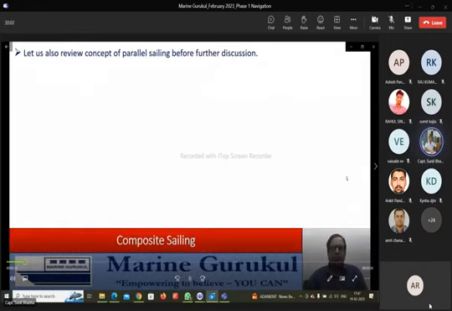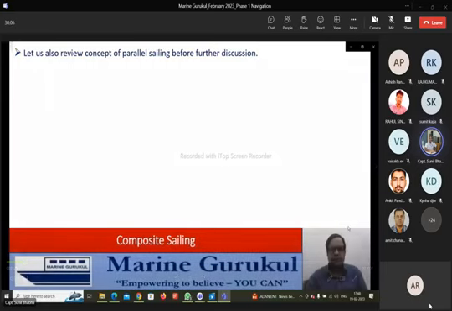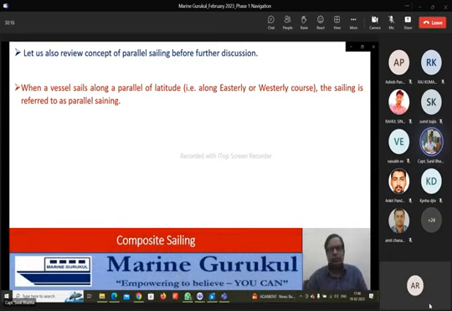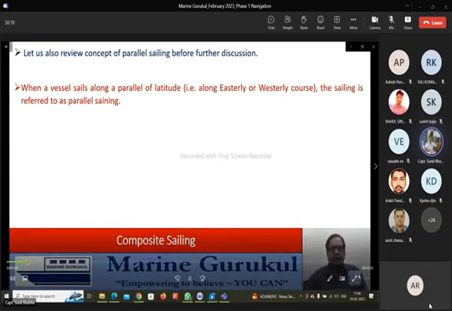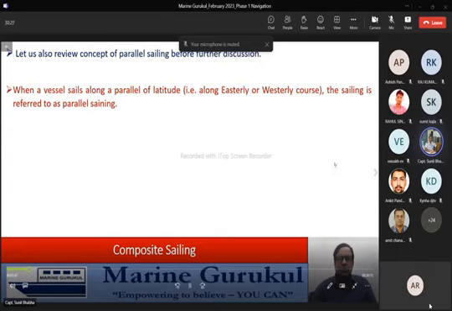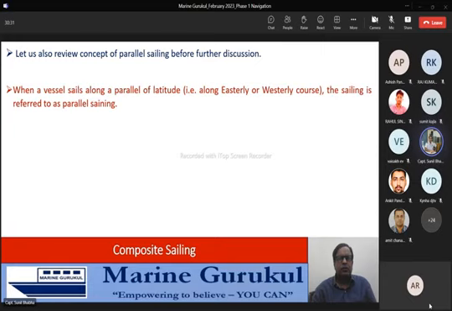We brush up our concepts of parallel sailing, which I'm sure all of us are aware of. Now, when a vessel sails along a given parallel of latitude, that means along an easterly course that is 090 degrees true, or a westerly course that is 270 degrees true, the sailing is referred to as parallel sailing. We already know why it's called parallel sailing, because you're moving along a given parallel of latitude.